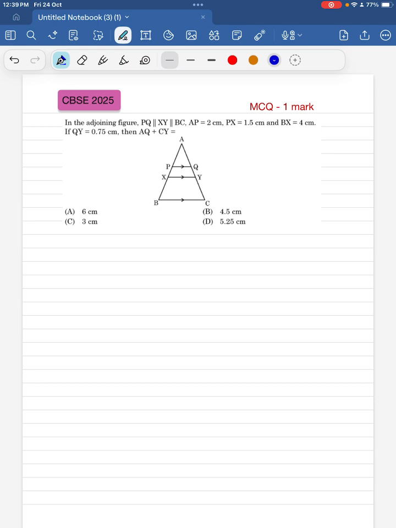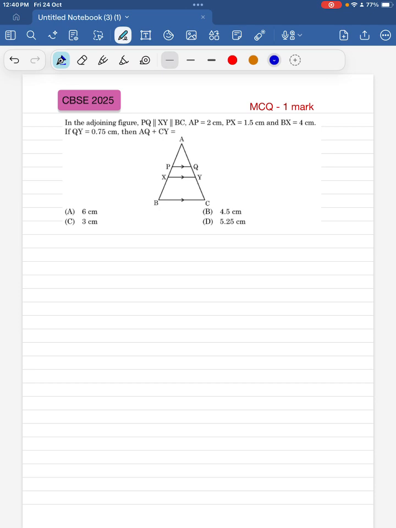In the adjoining figure, PQ parallel to XY parallel to BC, AP is equal to 2 centimeters and PX is equal to 1.5 centimeters and BX is equal to 4 centimeters. If QY is 0.75 centimeters, then AQ plus CY equals which one of these options? Is it 6, 4.5, 3 or 5.25 centimeters?